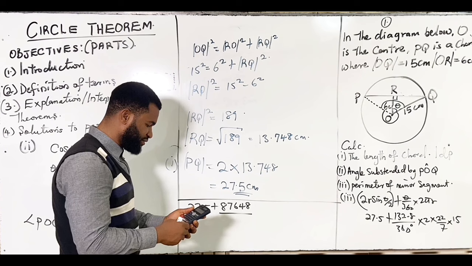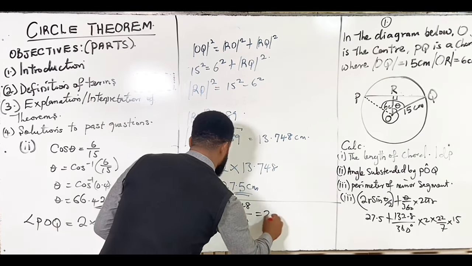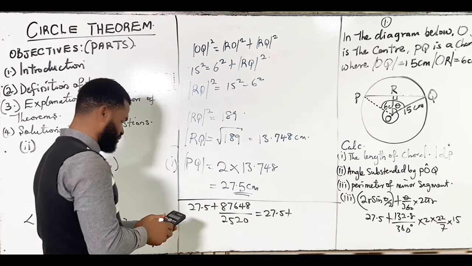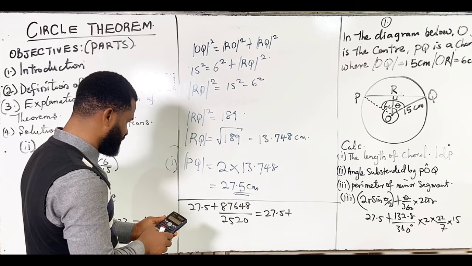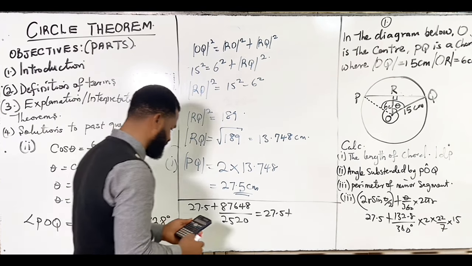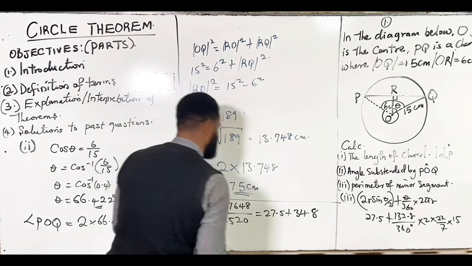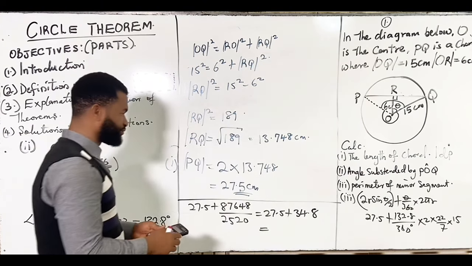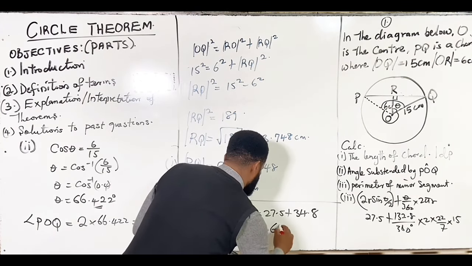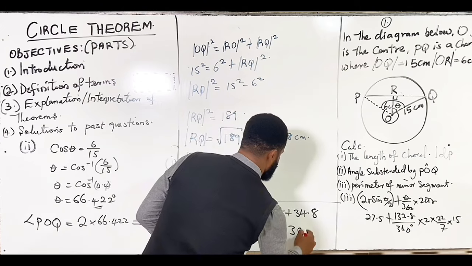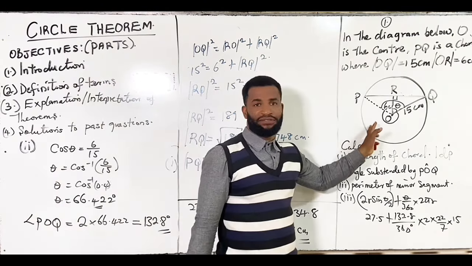360 times 7, 2520 divided by 2520. So this is going to be 27.5 plus 87648 divided by 2520, which is going to be 34.8. So this is equal to 27.5 plus 34.8, which is 62.3 cm. This is the perimeter of the minor segment here.